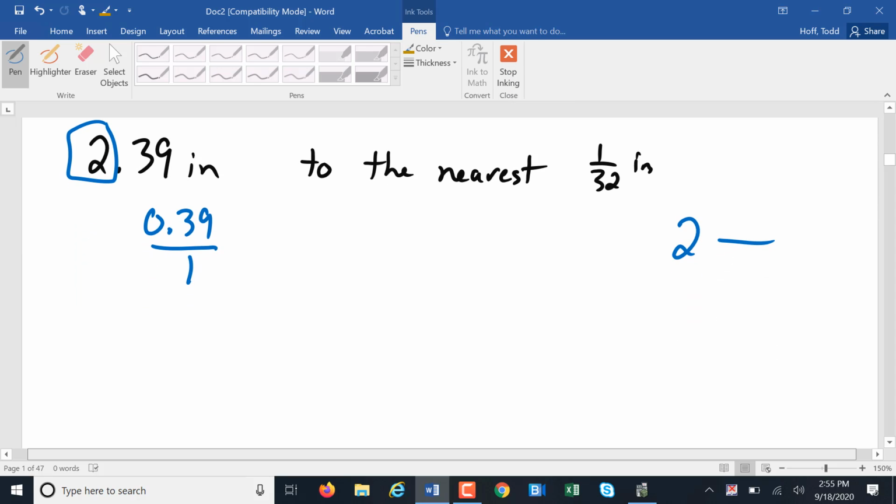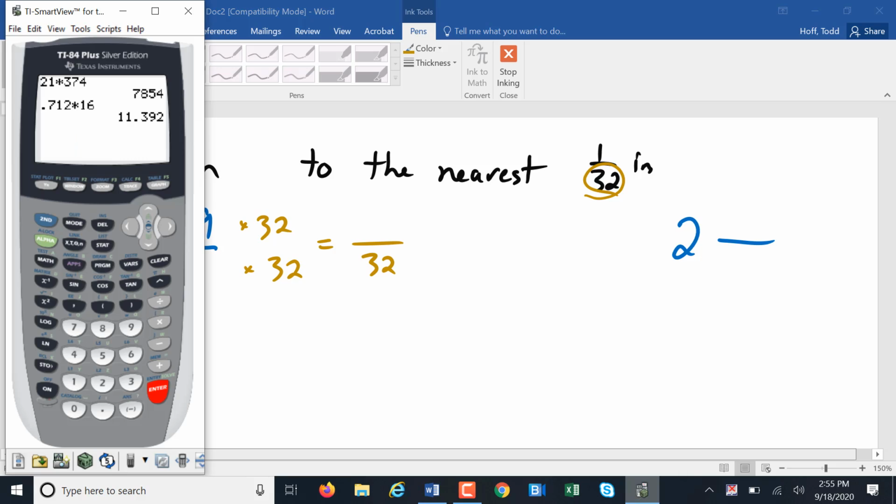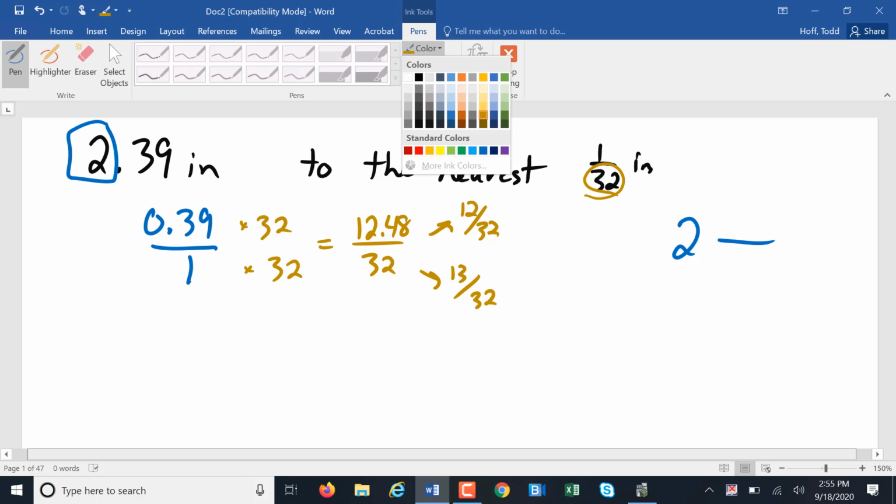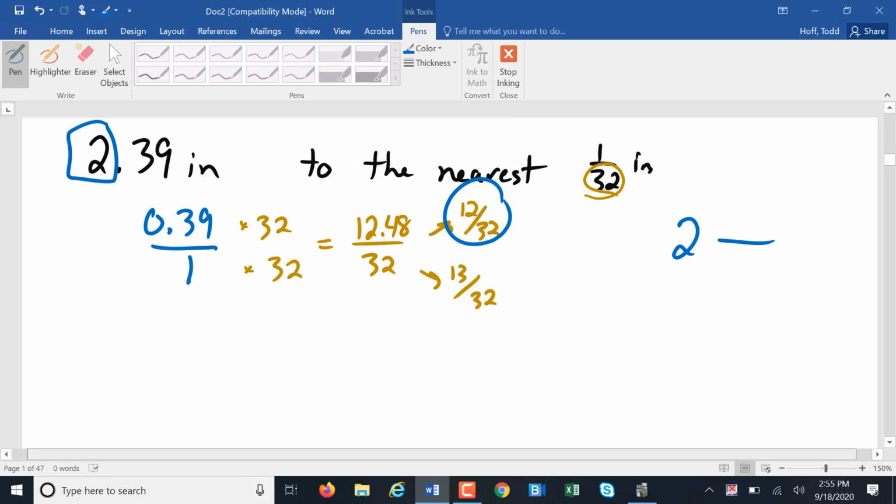This time, however, we want the denominator to be 32. So we're going to multiply by 32. 1 times 32 is 32. 0.39 times 32 is 12.48. So that's telling us that we're between 12 30-seconds and 13 30-seconds. We're closer to the 12. Now 12 30-seconds, of course, can be reduced by 4.